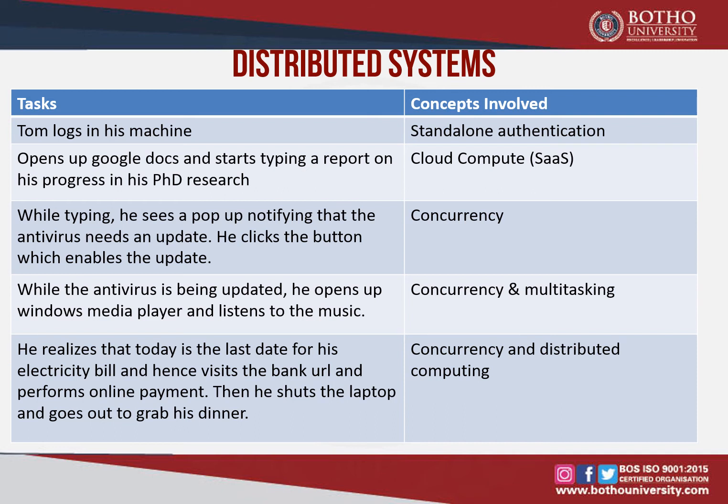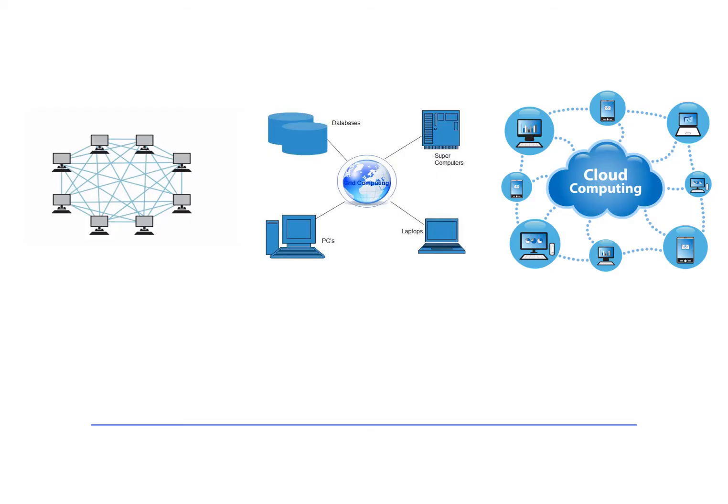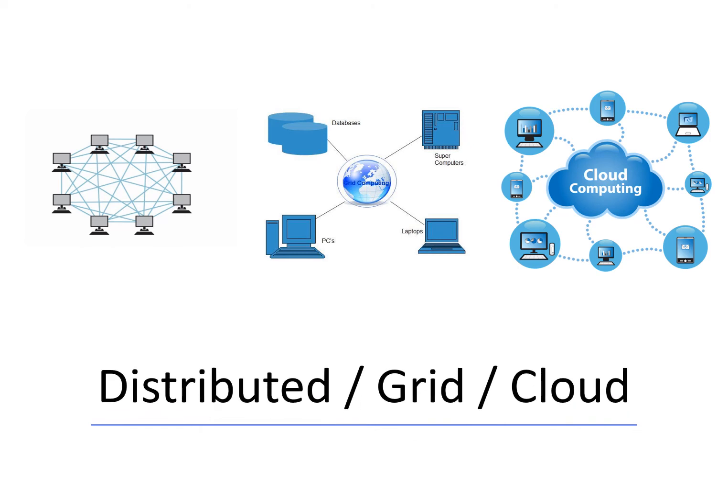The next three tasks can be mapped to concurrency and multitasking, and finally concurrency and distributed computing. The three schematic representations denote distributed, grid, and cloud computing respectively.